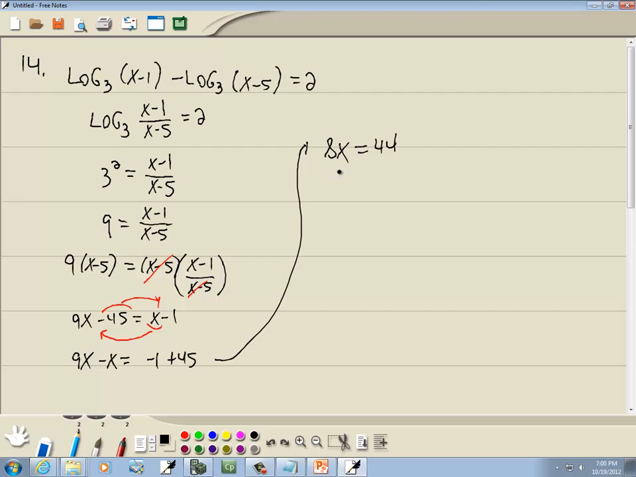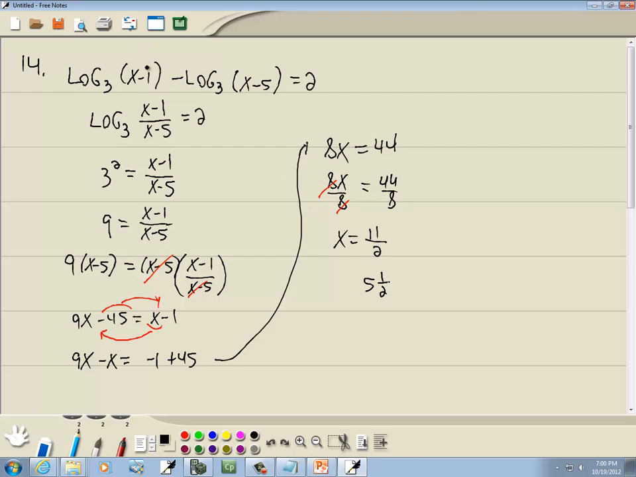Divide both sides by 8. So we've got 8x divided by 8 equals 44 divided by 8. And those cancel. Now this simplifies. They're both divisible by 4 at least. So that's 11 halves, like that. 11 halves, that's like 5.5, or something like that.